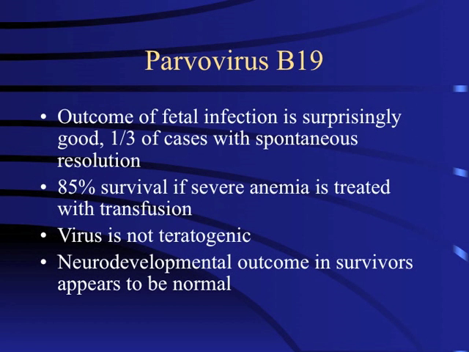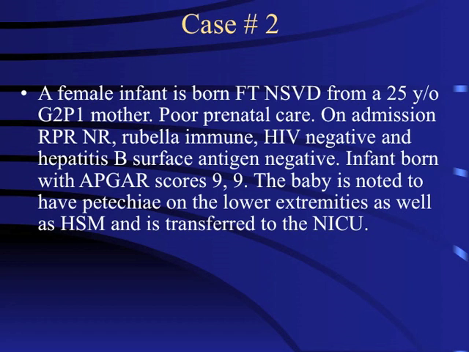The outcome of fetal infection is very good. 1/3 of the cases have a spontaneous resolution. 85% survive when the severe anemia is treated with a fetal blood transfusion. It's not teratogenic as opposed to other viruses, and the neurodevelopmental outcome in survivors appears to be normal.